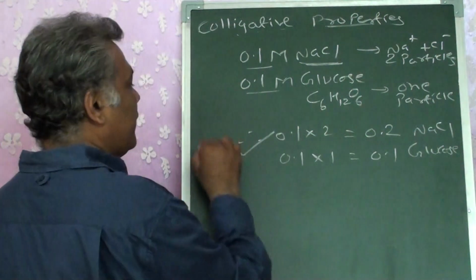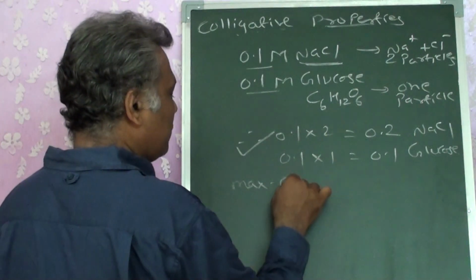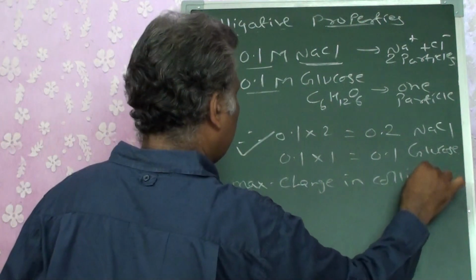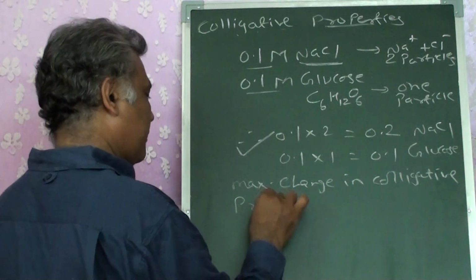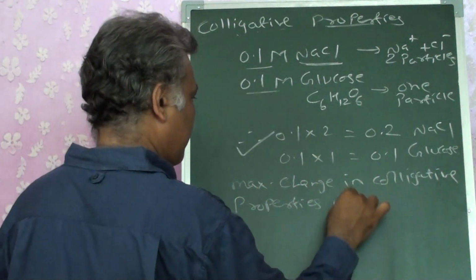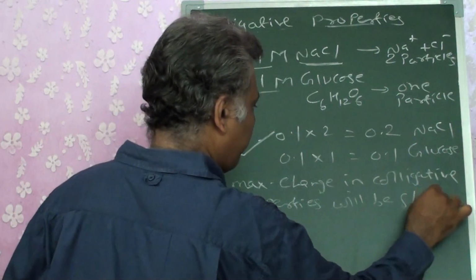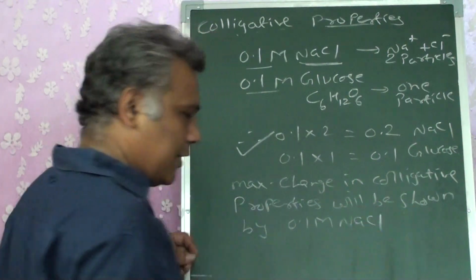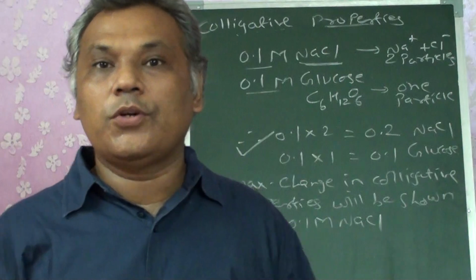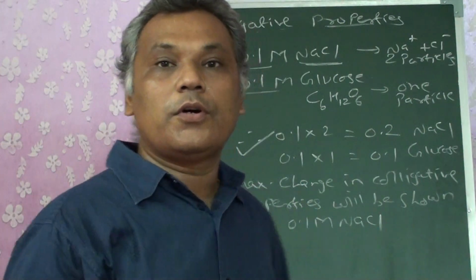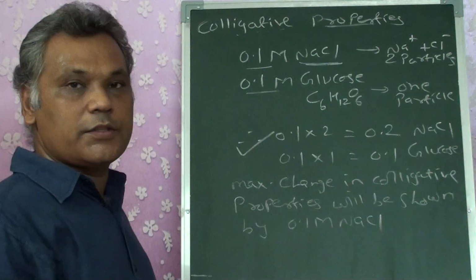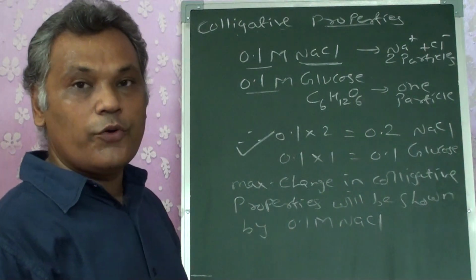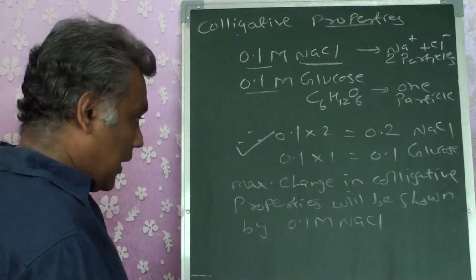So the maximum change in colligative properties will be shown by 0.1 molar NaCl. Right? So it depends on the number of ions and on concentration. Here the concentration was fixed and the number of ions was more, so we got NaCl as the answer for more change in the colligative property. Another example.